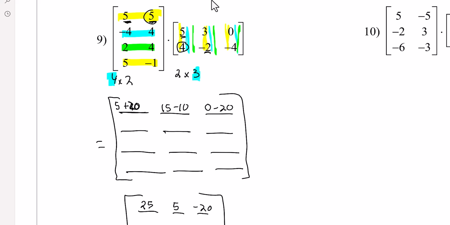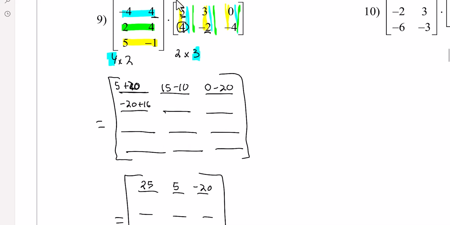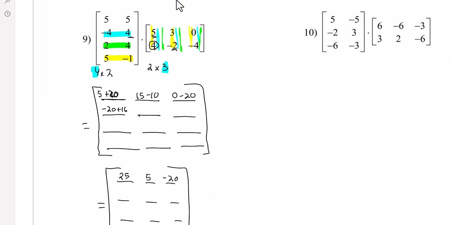All right, we're going to go down to the other row now. Negative 4 times 5 is negative 20. I'll be more careful. 4 times 4 is positive 16. Add those two together, you get negative 4. And then 4 times 3 is 12. 4 times negative 2 is negative 8. Add those together, positive 4. And then negative 4 times 0 is 0. 4 times negative 4 is negative 16. 0 plus negative 16 is negative 16.